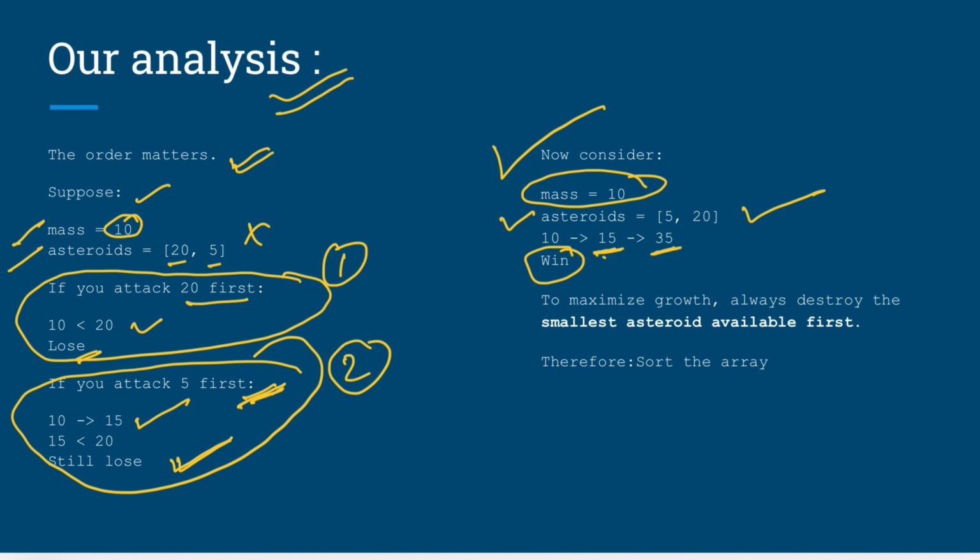To maximize the growth, we always destroy the smallest asteroid first, and therefore we do the sorting. So like this we will do.